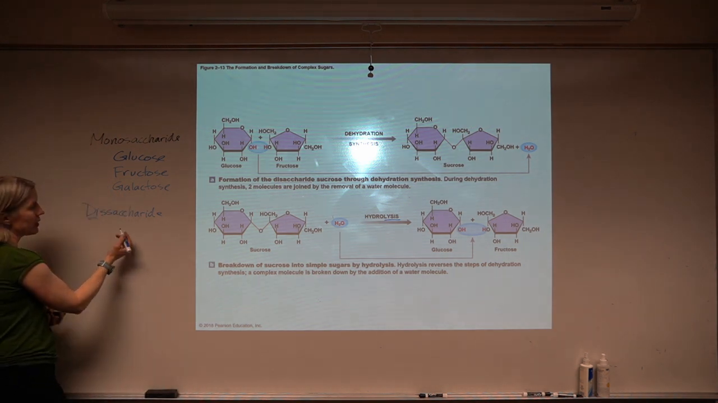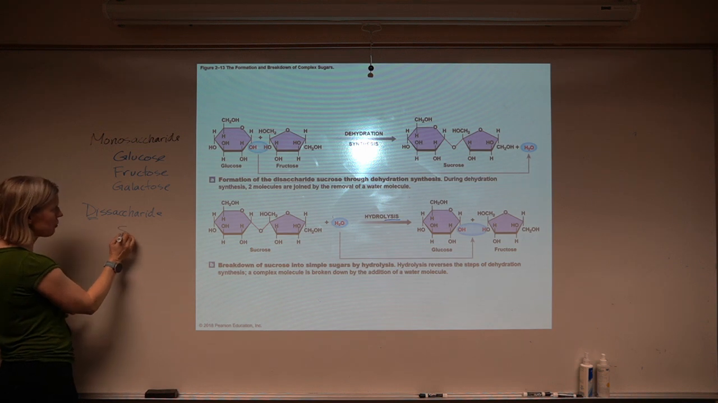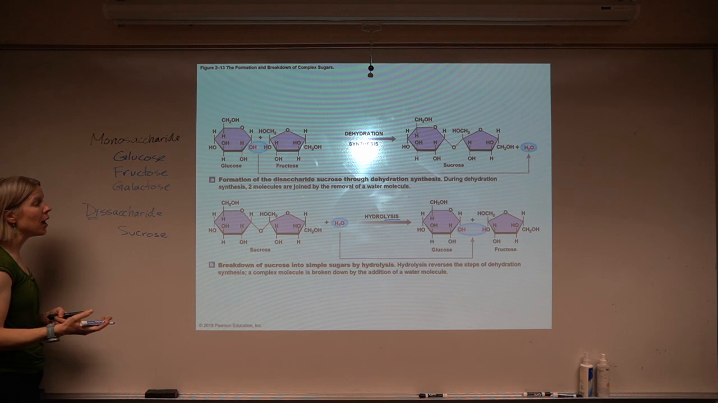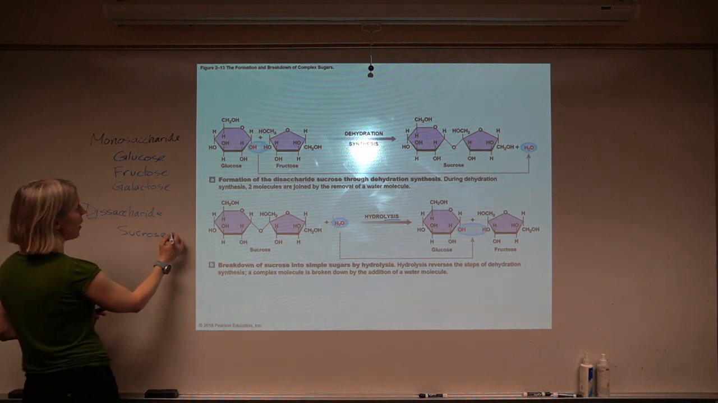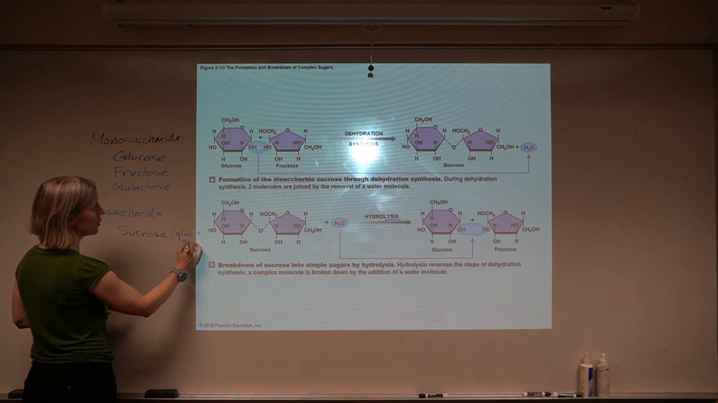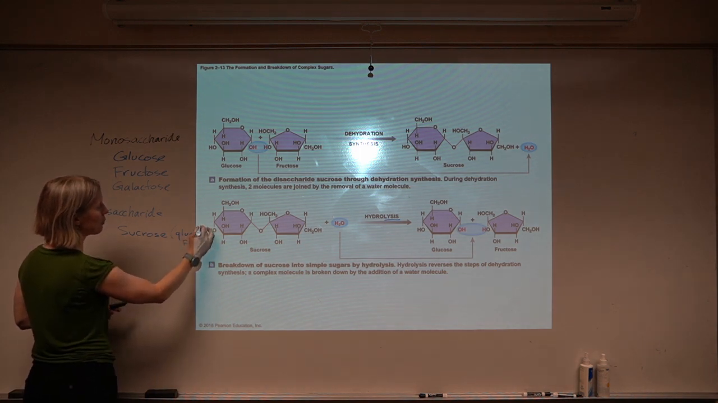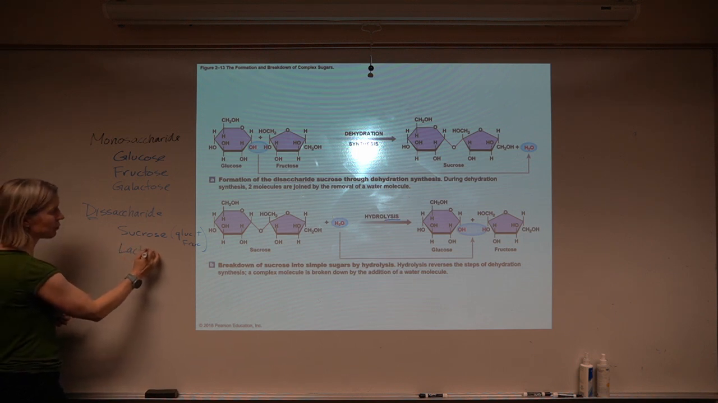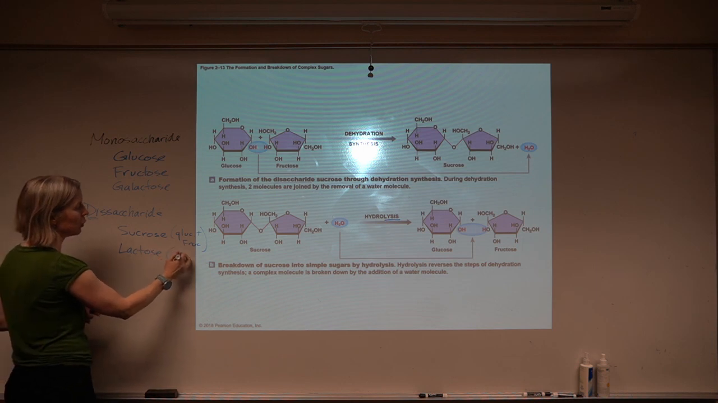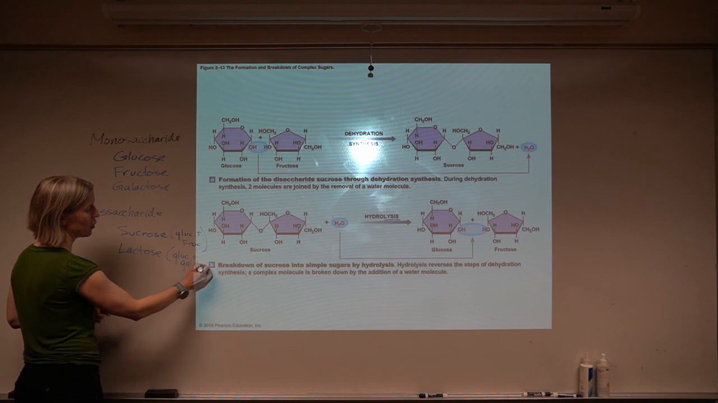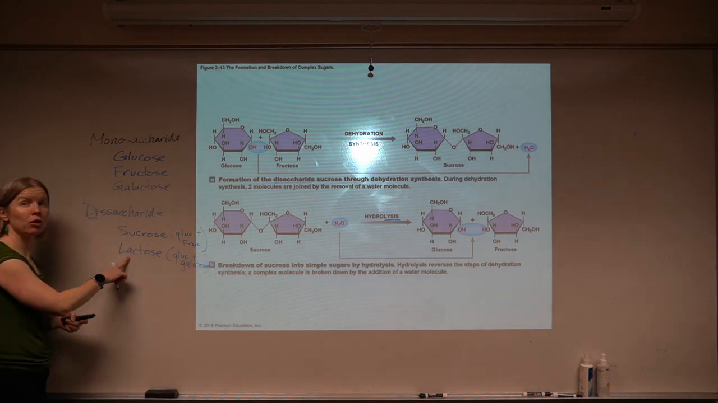The disaccharides that are important in the human body, sucrose is probably the one that you hear about most. That's going to be your table sugar, right? And that is a glucose and a fructose put together. Lactose is going to be a glucose and a galactose, right? And that is milk sugar.